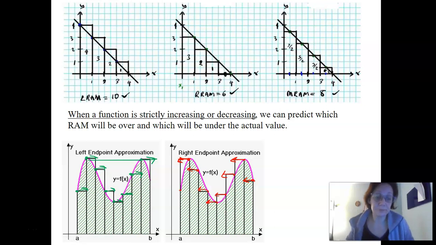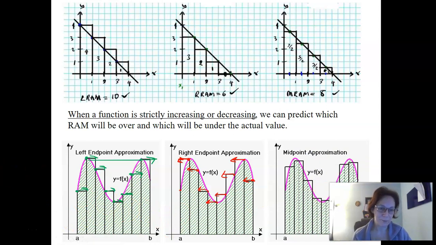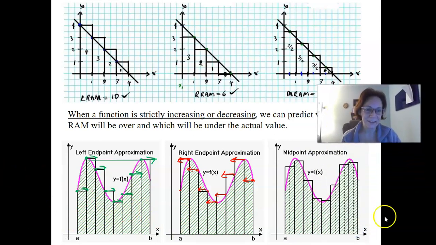Okay. Now here, what's better, LRAM or RRAM? I don't know. They both left some out. They both have some extra. I bet if we used MRAM, it would be best. Let's look at MRAM. Okay, there's MRAM. Let me move my face for you. Okay, so check out MRAM.